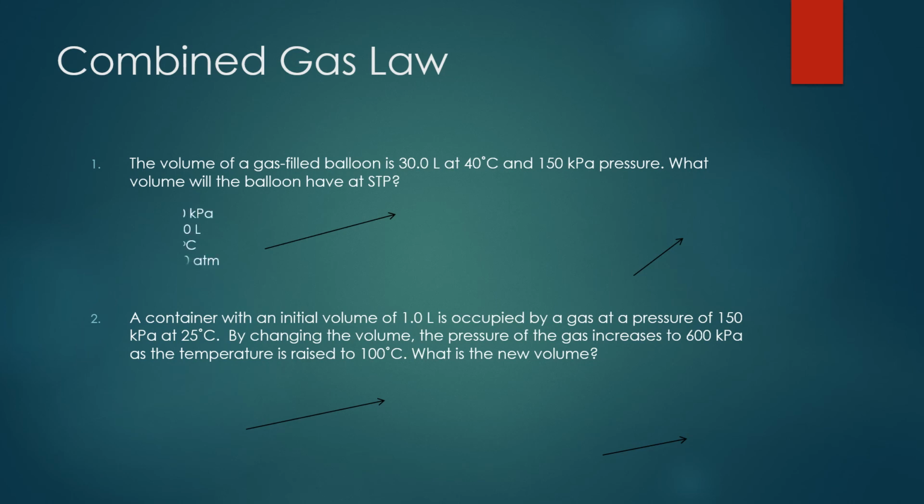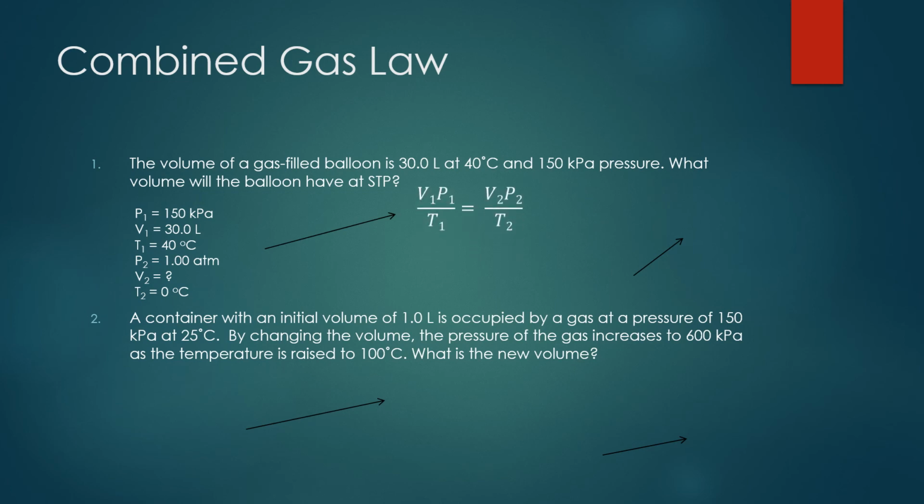So over here on the left, I went ahead and wrote down in my little chart everything that I got from the problem. My P1 is 150 kilopascals, my V1 is 30.0 liters, my T1 is 40 degrees Celsius, my P2 and T2 were at STP, that's standard temperature and pressure, which is 1 atm and 0 degrees Celsius. Remember that when you do these problems, volume needs to be in liters and temperature needs to be in Kelvin.